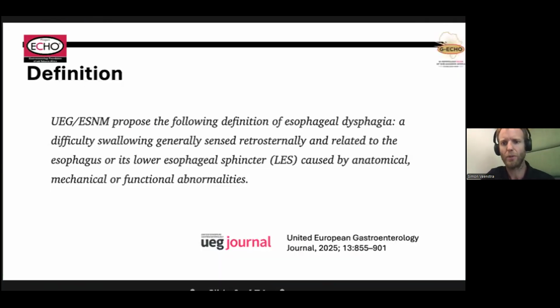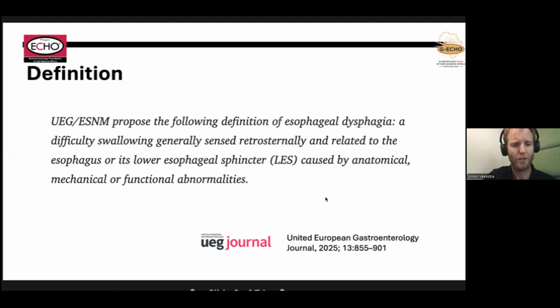The UEG brought out some guidelines recently towards the end of last year, looking at dysphagia and motility disorders. And I think we're all familiar with this definition of dysphagia, that it's a difficulty in swallowing. It's generally sensed retrosternally, and it can be caused by a number of things, but broadly anatomical, mechanical, or functional abnormalities.